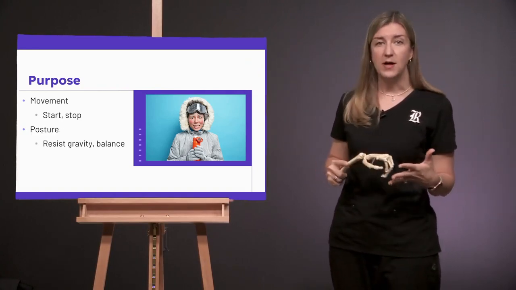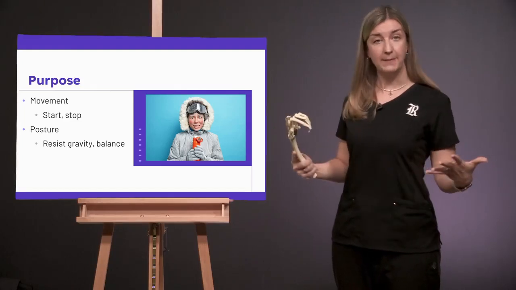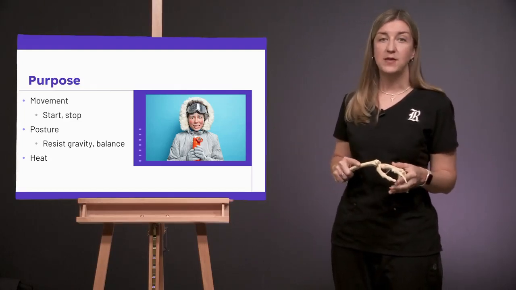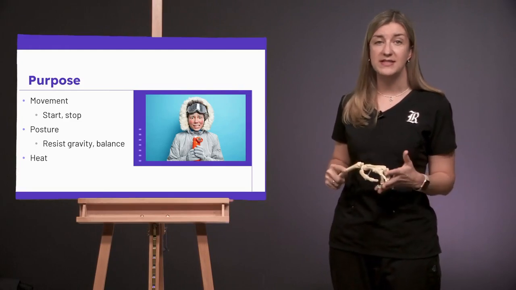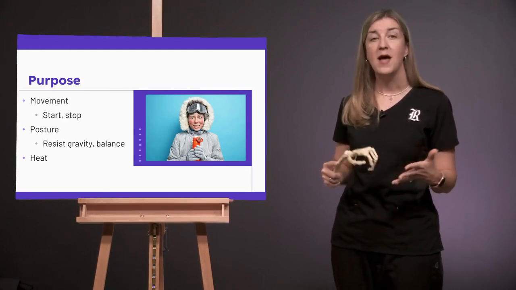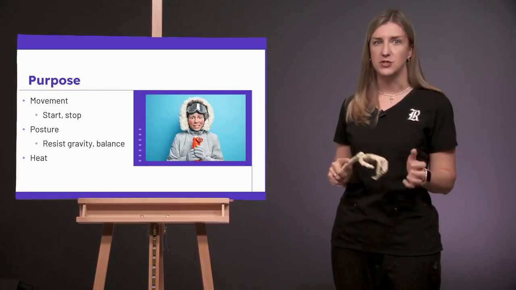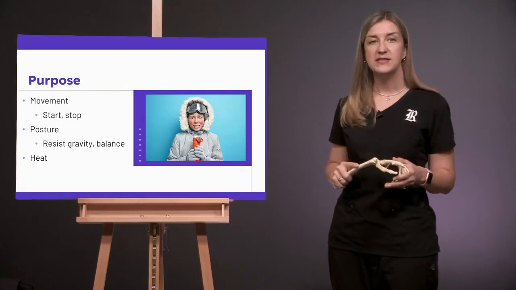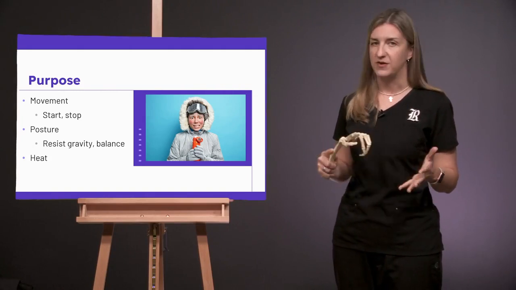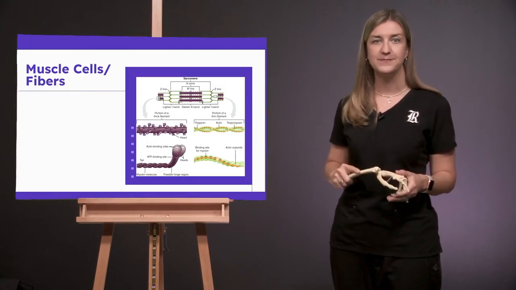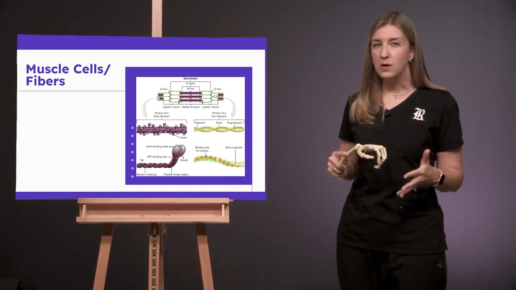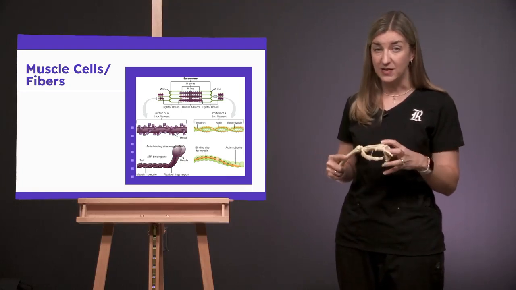Skeletal muscle also helps us maintain posture against gravity and maintain balance. Finally, skeletal muscle also plays a large role in maintaining homeostasis of body temperature by generating heat as a byproduct of contraction. That's why we shiver to warm up. Involuntary skeletal muscle contraction to generate heat and prevent hypothermia. Brilliant! We are now going to take a closer look at skeletal muscle on a cellular level.